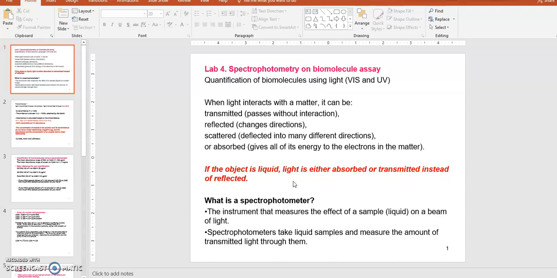The spectrophotometer that you're going to use in the lab will use that principle. You will have a liquid sample which will be contained in a special container called a cuvette. Then you're going to shine a light onto that sample, either visible light or UV light, and the light will either transmit through that sample or be absorbed. This instrument will measure the amount of light that's transmitted.